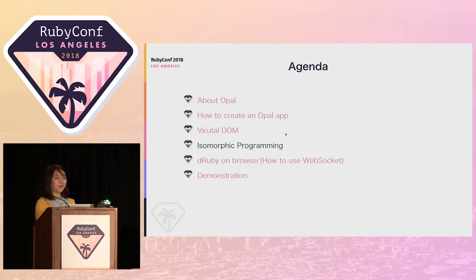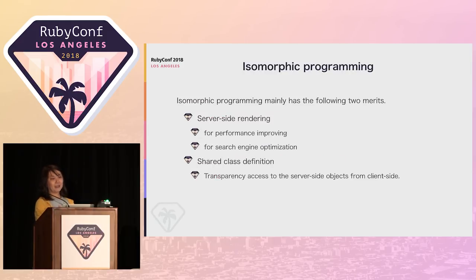Next, isomorphic programming. Isomorphic programming mainly has the following two merits. One of these is server-side rendering, for performance improving and for search engine optimization. And second is shared class definition. It provides transparency access to the server-side objects from the client-side.